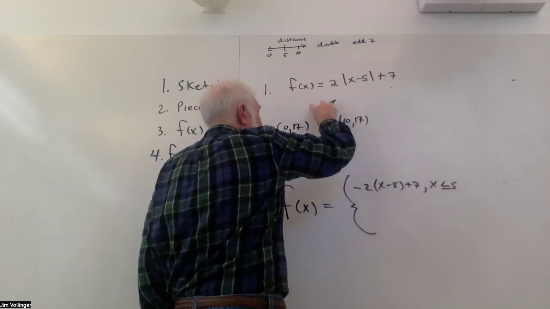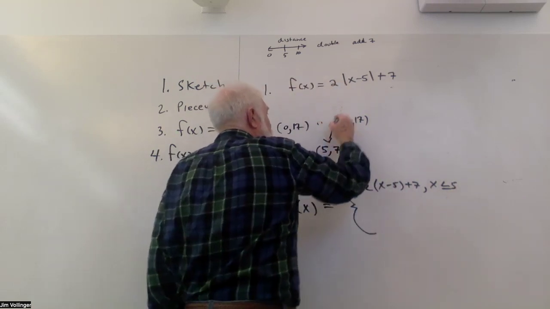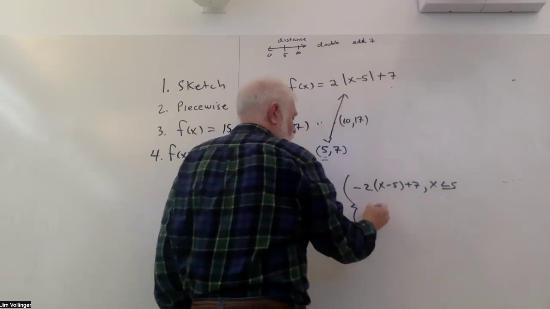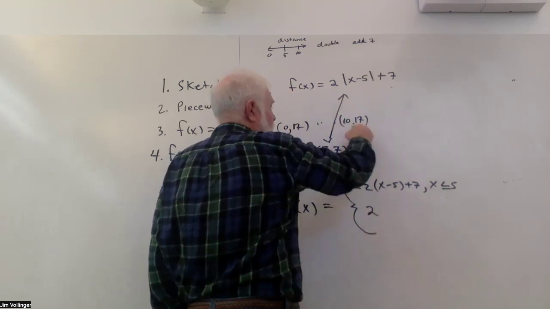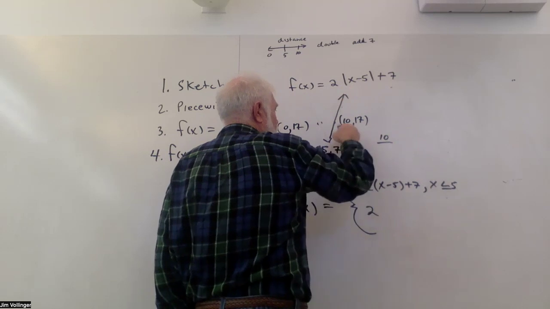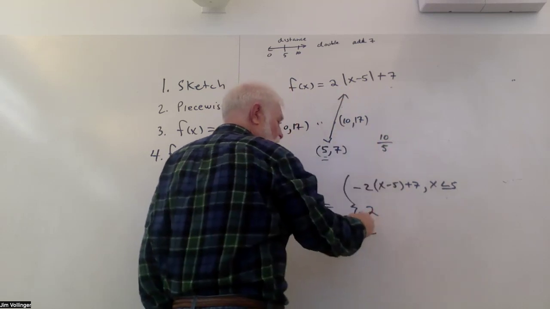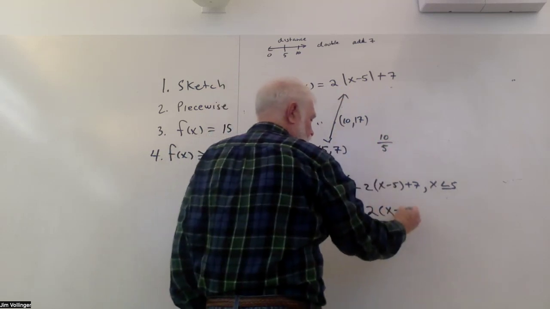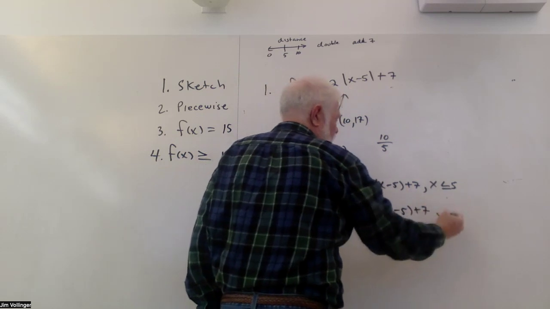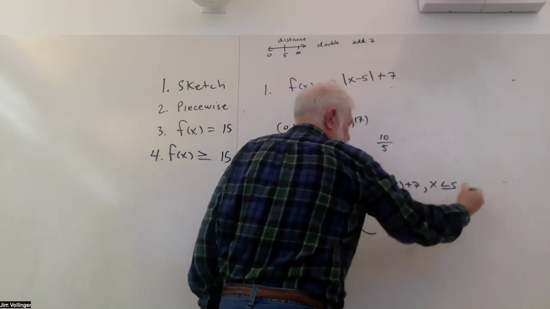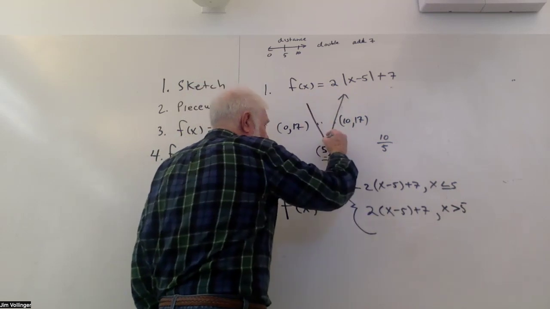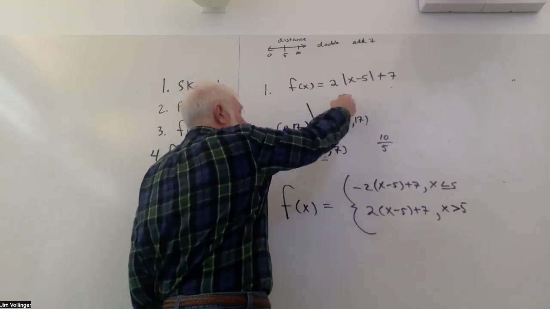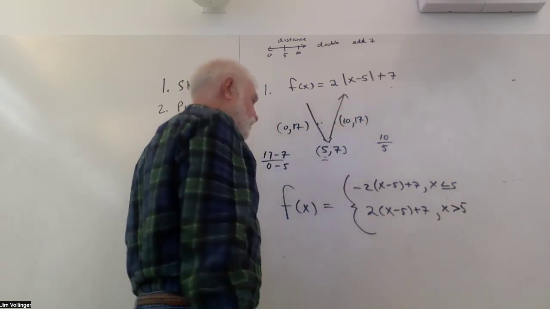And then what happens? We get rid of that branch, and we look at that branch, which is going up at 2, right? 7 to 17 is 10 units of change, 5 to 10 is 5 units of change. Going up 2 to 1, 2(x minus 5) plus 7. That's only happening when x's are greater than 5. Okay? So we're decreasing to 5, 7, and then increasing to infinity.